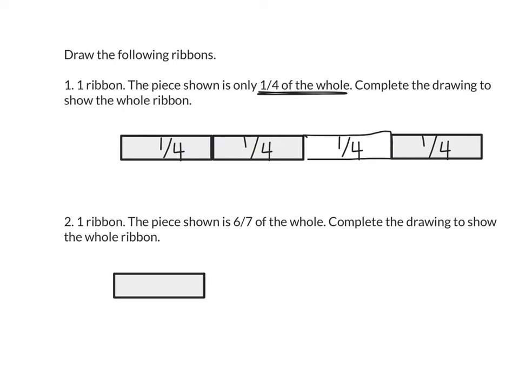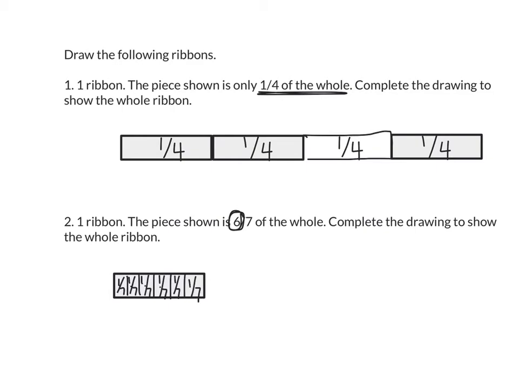It says to please draw one ribbon, but this time the piece shown is 6/7 of the whole. If this is 6/7, I have to divide it into 6 equal pieces to show how big 1/7 is. Do you guys agree? Yeah. Because it tells me I have 6/7 here, so I'm looking at the numerator. This is 1/7, this is 1/7, this is 1/7, etc. So I'm going to label it 1/7, 2/7, 3/7, 4/7, 5/7, and 6/7.